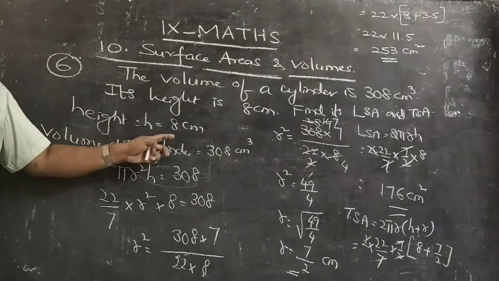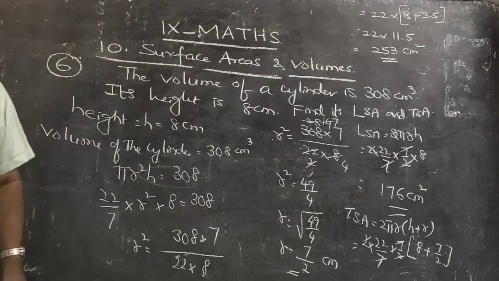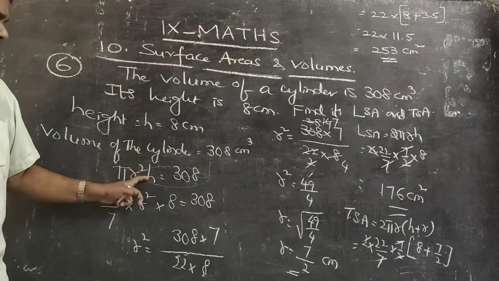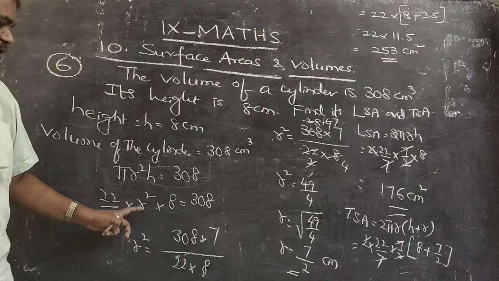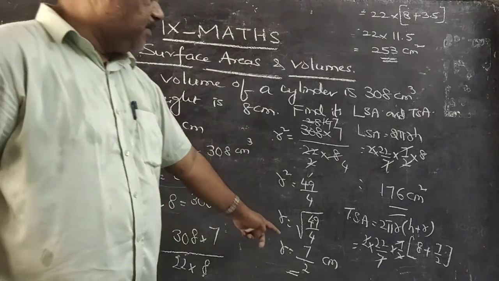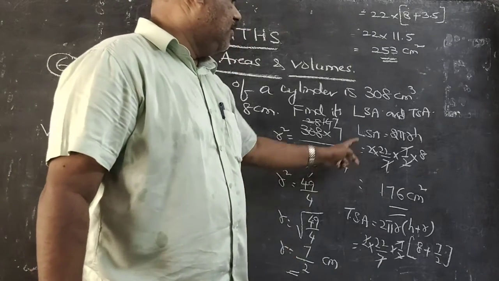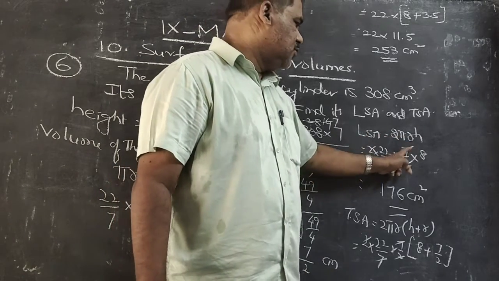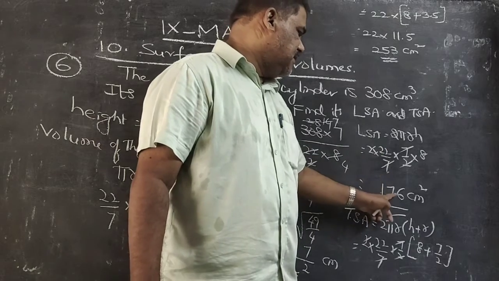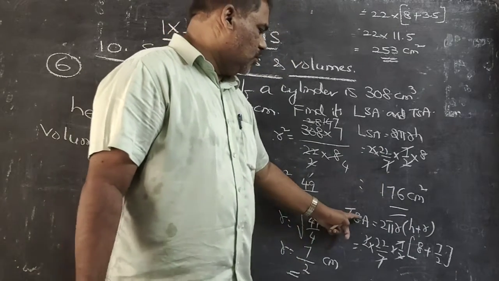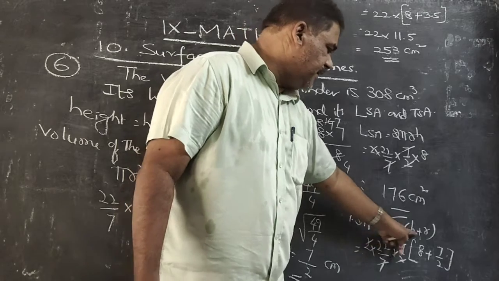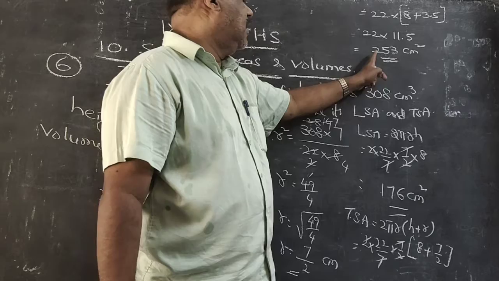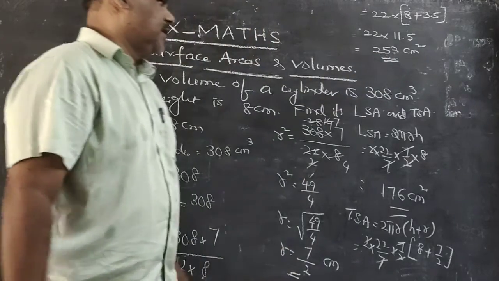First, volume of the cylinder is given as 308 centimeter cube. Height is given. Volume of the cylinder formula is pi r square h. Here you substitute h value. We will get R value. R is 7 by 2. After getting R value, lateral surface area of the cylinder is 2 pi r h. So here you have to substitute R value. We will get LSA 176 centimeter square. Now total surface area of the cylinder is 2 pi r into h plus r. Here if we substitute, we will get total surface area 253 centimeters square.